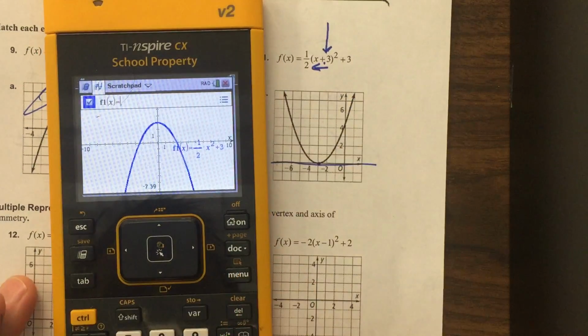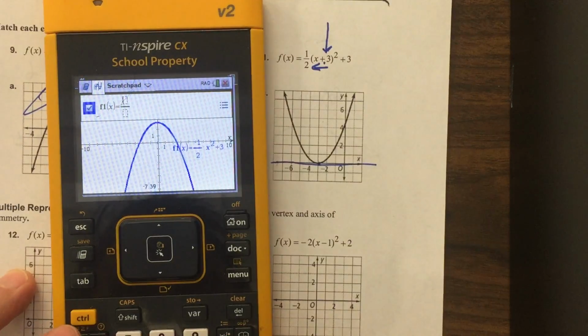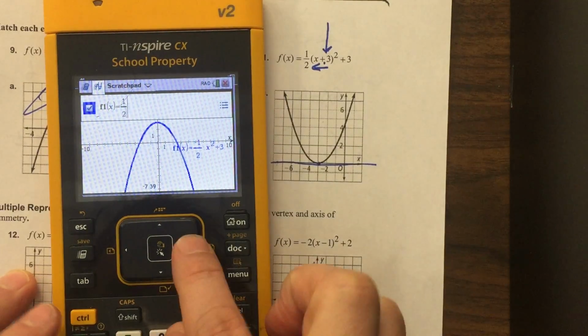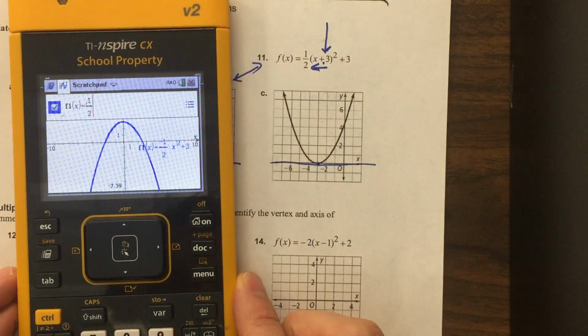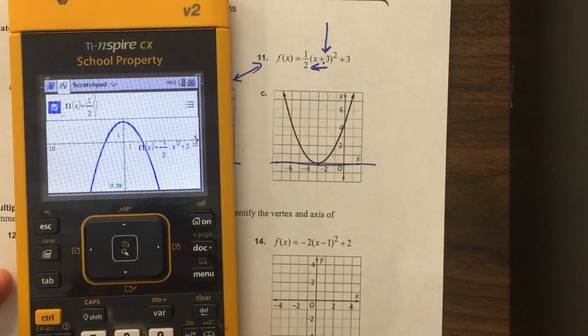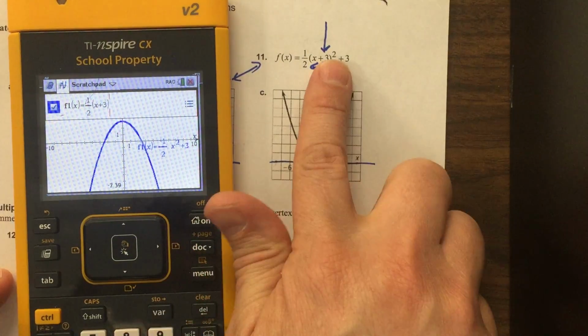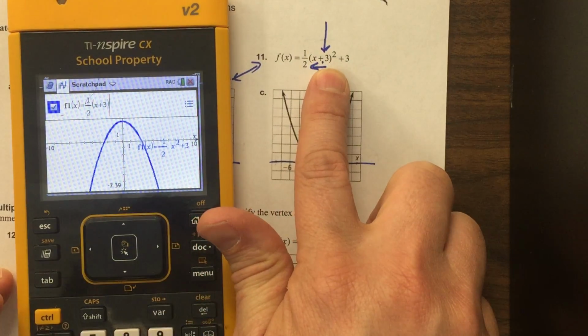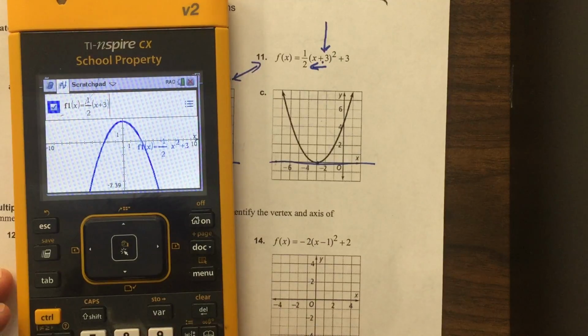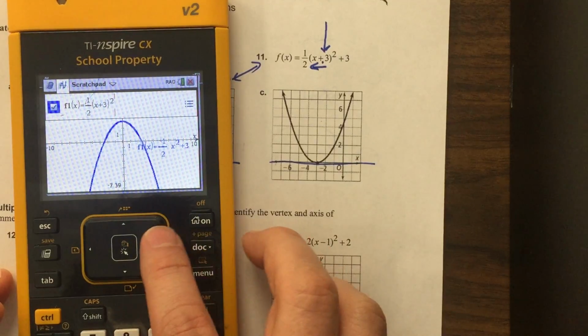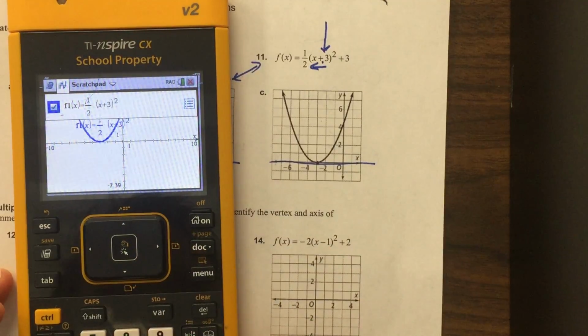And I put in my 1/2, and then my parentheses, and then my x plus 3, and then I square it on the outside of the parentheses. It's important to see that. So I square it, and then I put a plus 3 on the end.